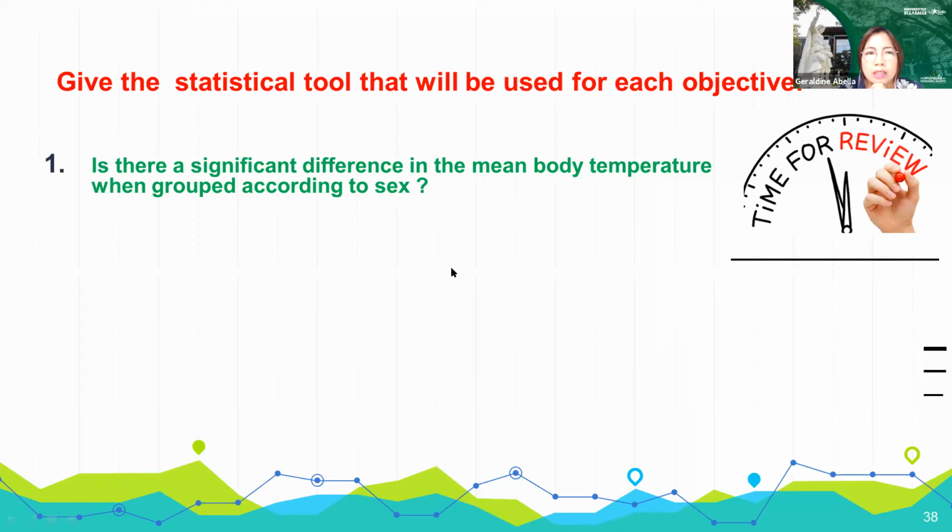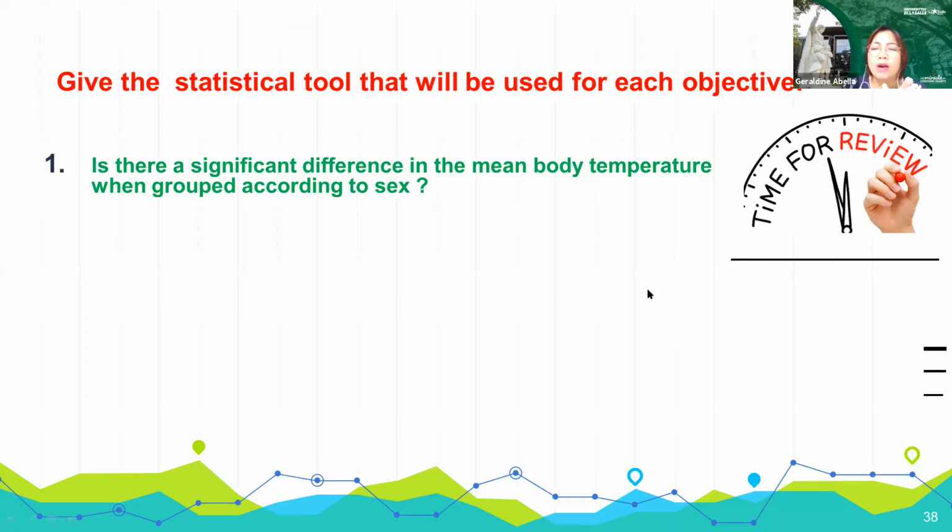What appropriate statistical tool should you use if you will answer this specific objective? First, temperature. So temperature is an interval data. You will group the values into sex. So there are 2 possible groups only, female and male groups. Only one sent the answer.